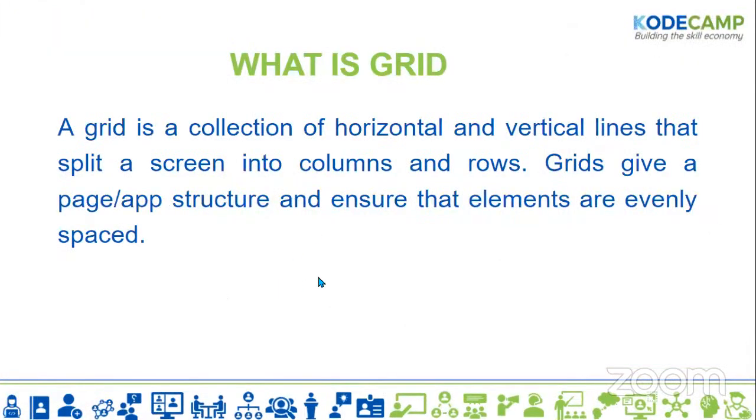What is grid? A grid is a collection of horizontal and vertical lines that split a screen into columns and rows. Grid gives a page or app structure and enables elements to have space. Now, grid is a collection of lines, either horizontal or vertical, that splits a screen into columns or rows. It gives our app structure when designing a UI design.